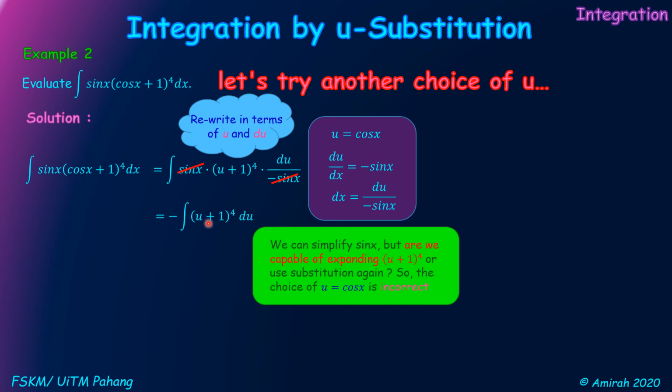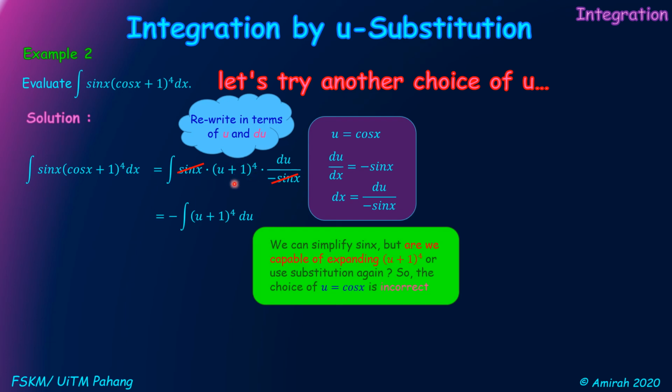So, if we want to integrate this question, we need to either expand u plus 1 to the power of 4, or use u substitution again. So, are we capable of doing that? The choice of u equals cos x in this case is incorrect. That's why in the previous slide, we chose u equals cos x plus 1.